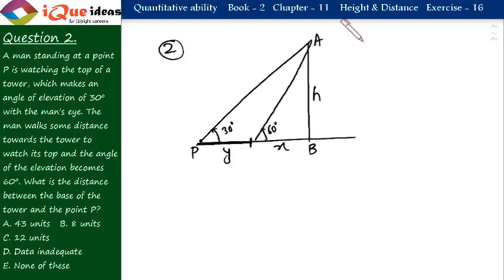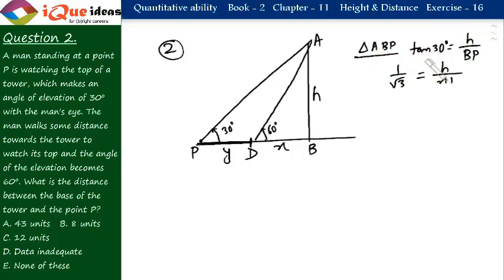Let's call this point D. From triangle ABP, the maximum that we can do is tan 30 degrees equals H upon BP. Now tan 30 degrees is 1 by root 3, and BP is X plus Y. So this is one equation: X plus Y equals H root 3. So we have three variables and we have got one equation.